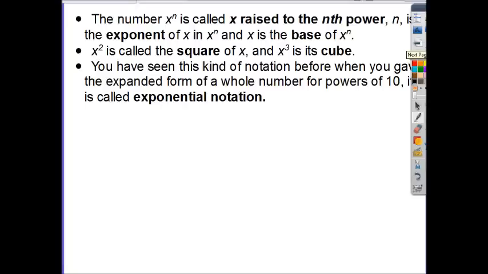Okay, finally, let's just take a look at what we have learned today. We talked about how you would say x to the nth power when you see any base raised to any power. You know that the n within that is the exponent and the x within that represents the base, and that is what is repeatedly being multiplied. When we have x to the 2nd power, we actually more commonly call it x squared. Same thing goes with x to the 3rd power. It's more commonly called x cubed. And you've seen this kind of notation before when you gave the expanded form of a whole number for powers of 10 in previous years. And that was called exponential notation.